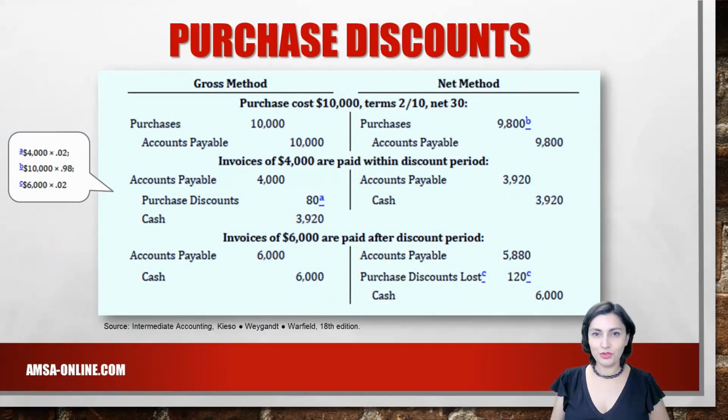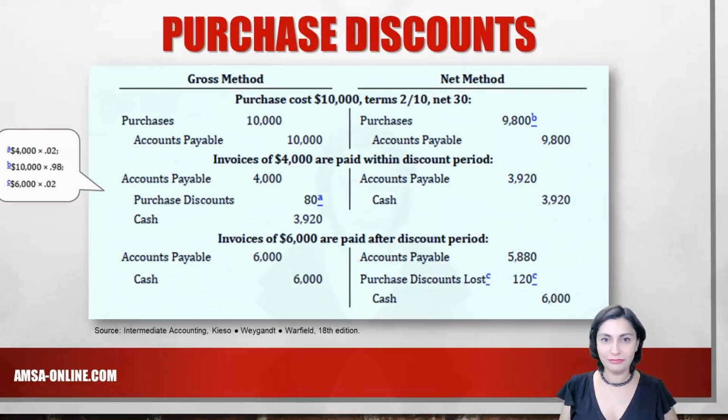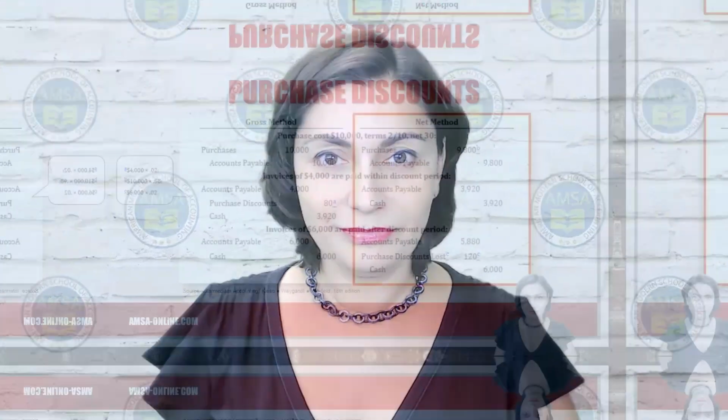This slide shows a side-by-side comparison of how transactions are recorded under the gross and net methods. The gross method was discussed in part 2. I'm posting the link here and in the description below. Note that both slides are for the periodic inventory system. Under the perpetual inventory system, purchase discounts are credited to inventory rather than a separate expense account.